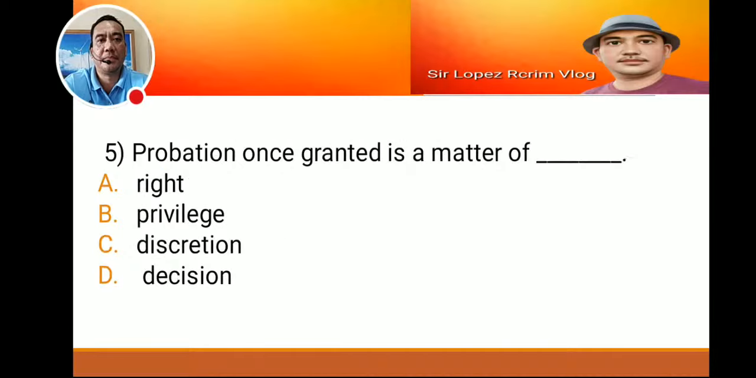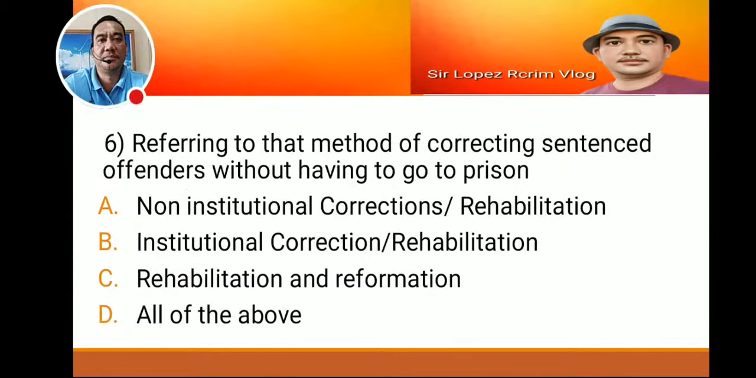Question number 5. Probation was granted is a matter of blank. Letter A, right. Letter B, privilege. Letter C, discretion. Or letter D, decision. Question number 6. Referring to that method of correcting sentence offenders without having to go to constitutional correction or rehabilitation. Letter C, rehabilitation and reformation. Or letter D, all of them, or all of the above.